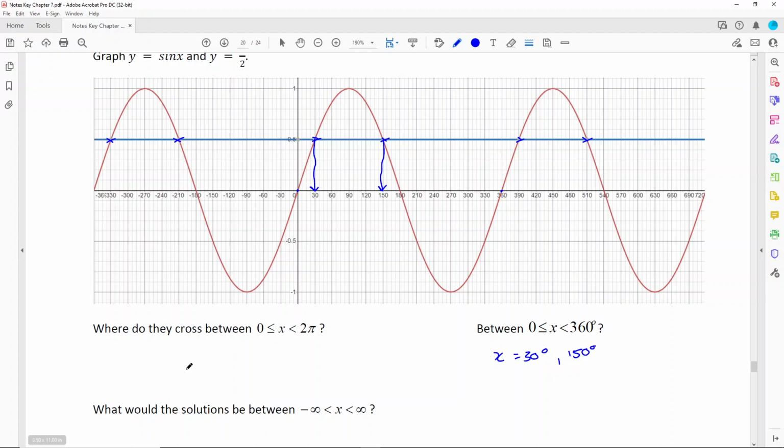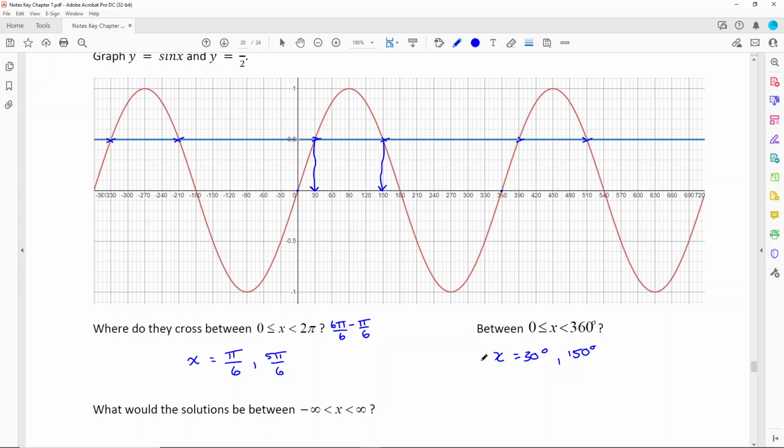If I wanted those answers in radians, of course I just would have been thinking in radians. 30 degrees in radians is pi by 6, right? And then 150 degrees is 30 degrees less than pi, so pi minus pi by 6. If I'm going to subtract those, I'm going to keep a common denominator, and I'm going to say my other answer is 5 pi by 6. So these graphs, y equals sine x and y equals a half, cross at pi by 6, 5 pi by 6, or 30 degrees and 150 degrees. But that's in a very restricted domain.